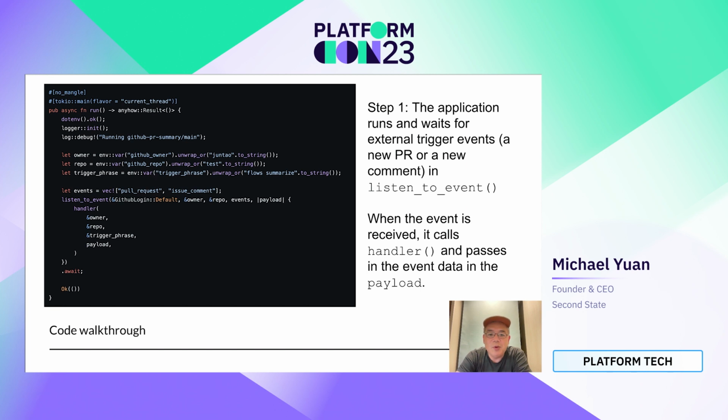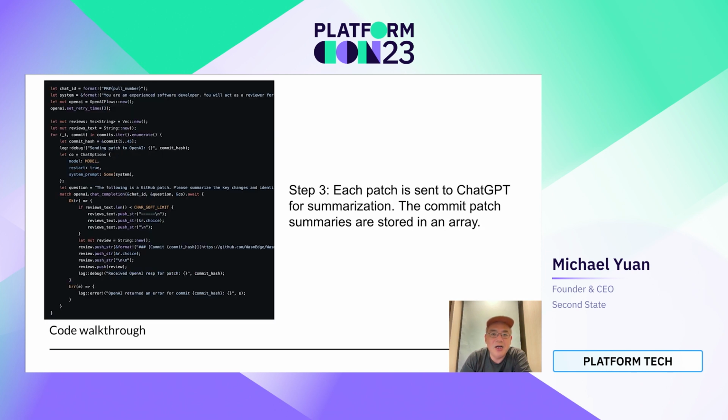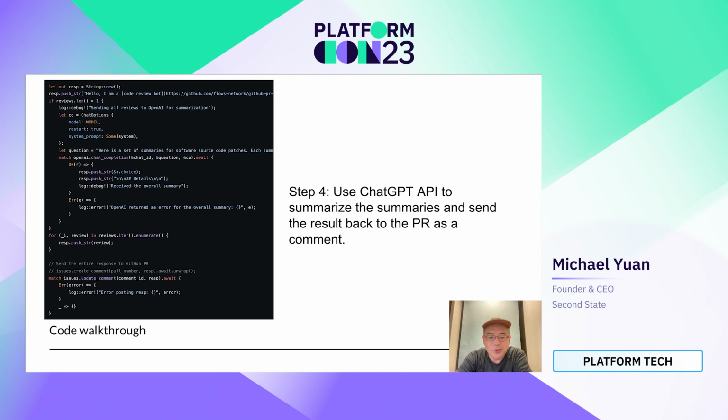And then whenever a result is received, it would pass into the body of this function, call the handler function, and pass the payload into it, right? So in the handler function, we use the GitHub SDK to retrieve all the patches associated with the PR. The PR information is in the payload, but then you use the GitHub API to get all the information about the PR. And then for each patch, we use the ChatGPT API. We send it to ChatGPT to review and get a summary result for each patch. And then we send all the summaries to ChatGPT to summarize again to come up with the overall summary.